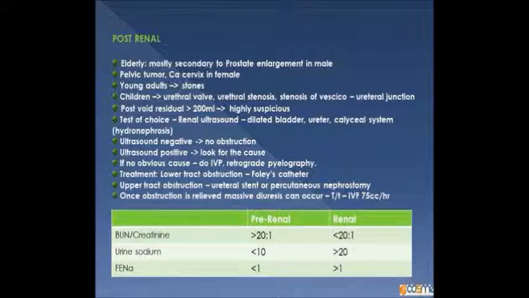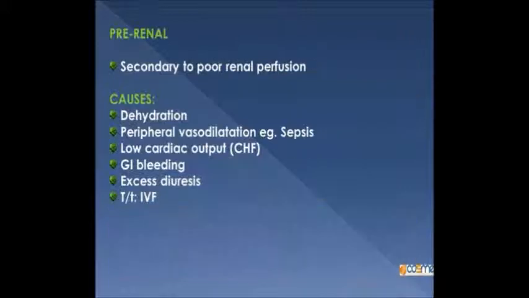Now let's examine the ratio between BUN, azotemia, and the creatinine. If it's more than 20:1, the cause is usually pre-renal. If it's less than 20:1, it's renal. Urine sodium, if it's less than 10, is usually pre-renal. If it's more than 20, it's usually renal. Fractional excretion of sodium, if it's less than 1, is pre-renal. If it's more than 1, it's renal.